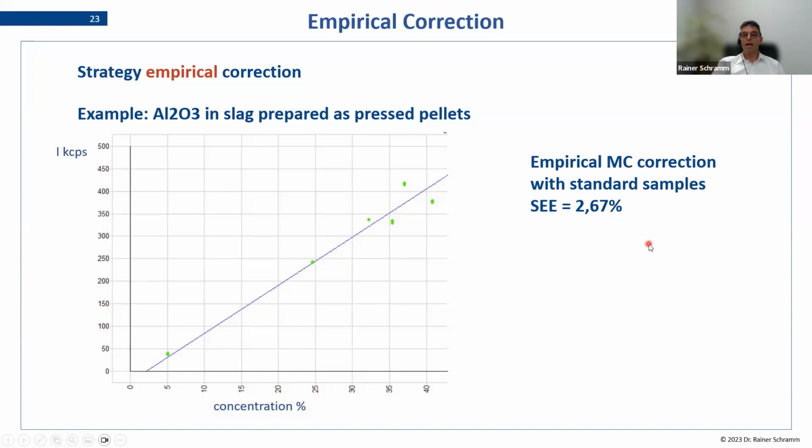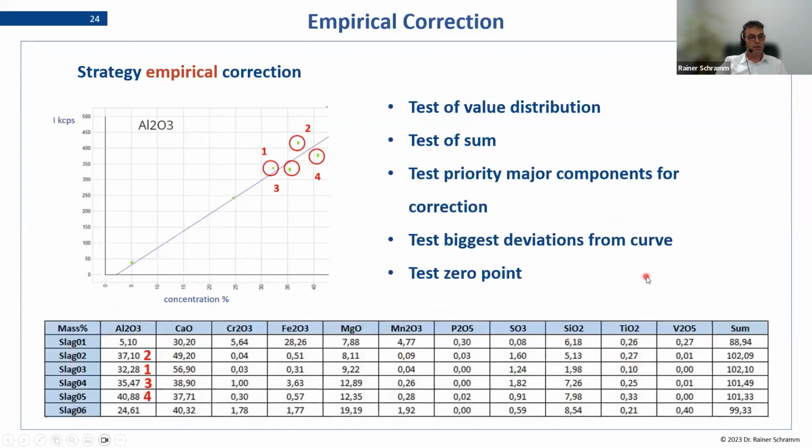The question is, can I improve this by adding any matrix correction? The first thing I will do is investigate this set of standards. Here I have the table, 6 slag samples, with all the values for all the elements. Now I have to check, is there a reason that some of these elements cause matrix disturbance to other elements? So what do I do? I first look at the sum. Is the sum around 100?